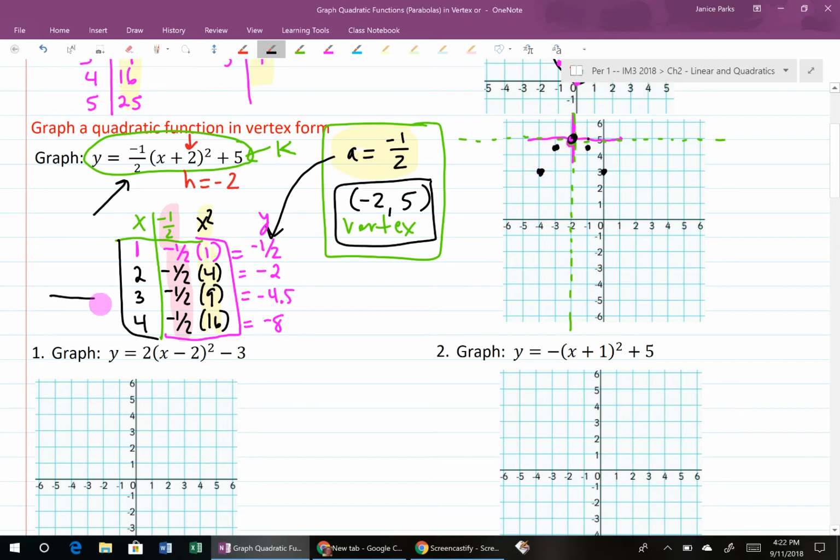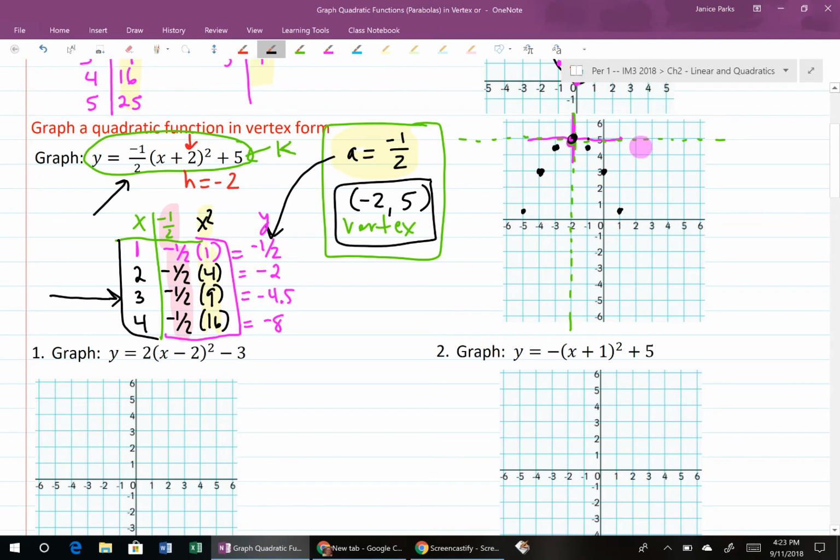For number 3, which is this one, from the vertex, you go over 3. 3 squared is 9, but we have to multiply that by negative 1/2, which means I'm going down 4.5. 1, 2, 3, 4, and 1/2. Same thing on the other side. And then for 4, 1, 2, 3, 4.